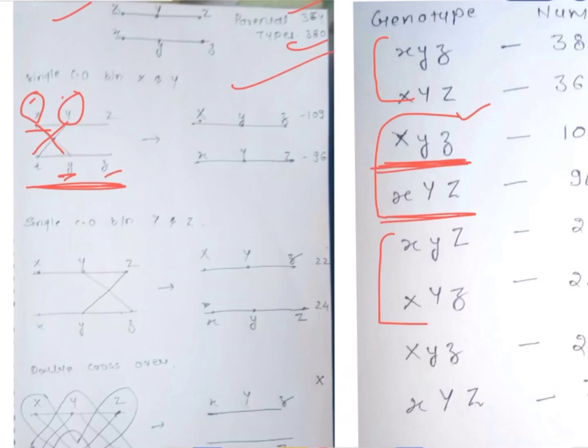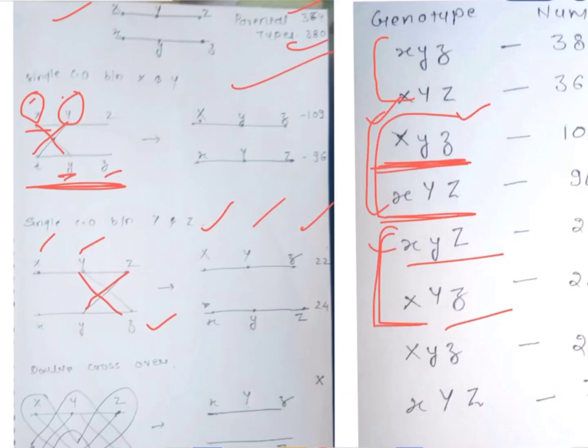This is our parental chromosome, and here the crossover occurs between Y and Z. So we get capital X, this one capital Y, and here a small z. So this is a single crossover between Y and Z, and the frequency is this. Now we know the single crossover occurs between X and Y; the genotypes are these, and between Y and Z the single crossover genotypes are these two genotypes. And these two are the double crossovers.